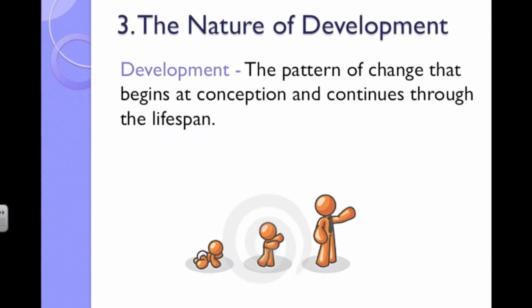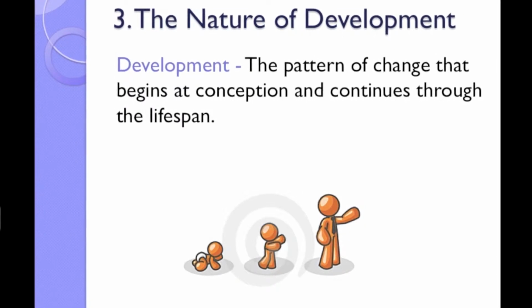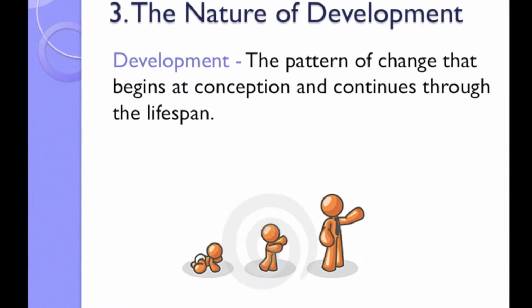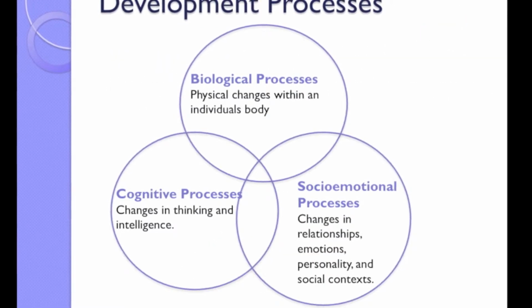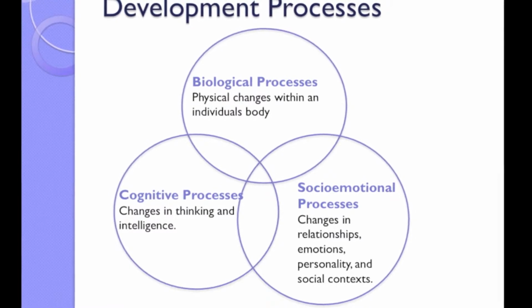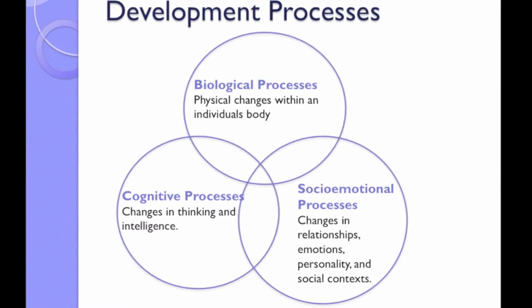Let's talk about the nature of development with respect to adolescence. Development is a pattern of change that begins at conception and continues through the lifespan. Developmental processes include biological, cognitive, and socio-emotional processes. These processes are inextricably connected and interdependent.